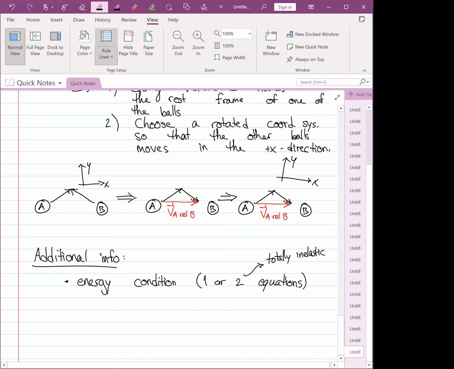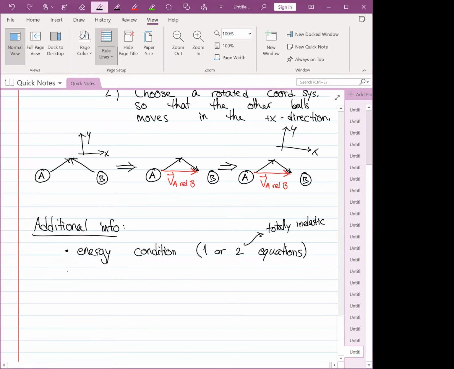So for collisions, at least for what we're talking about, momentum is conserved so long as there are no external forces. So for collisions that we're talking about, we generally ignore the external forces, in which case momentum is conserved.